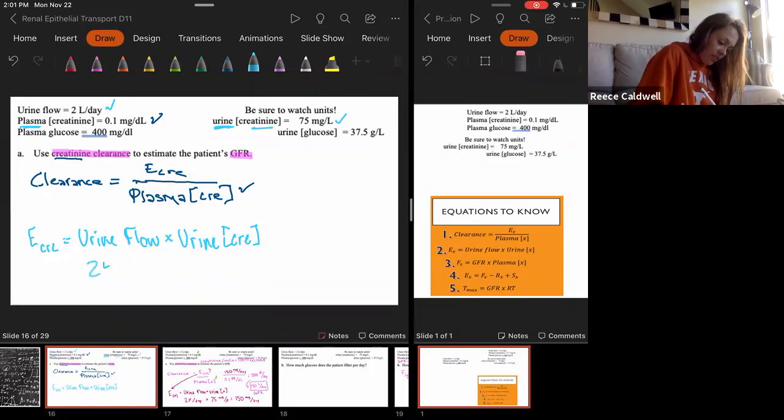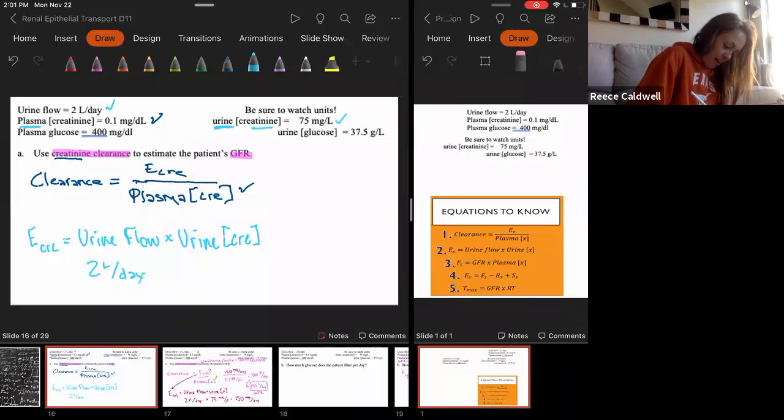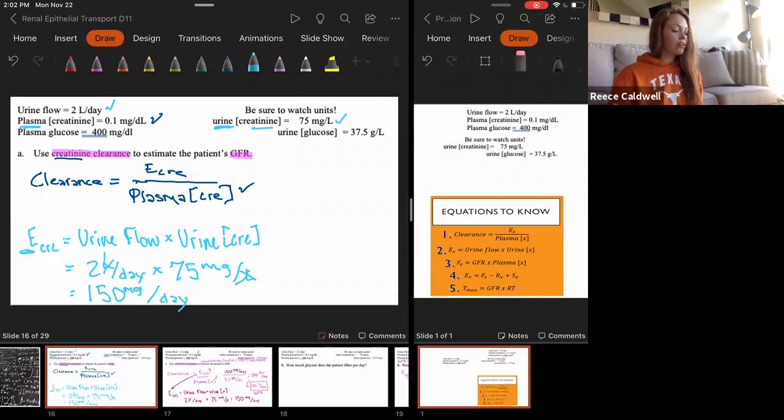So 2 liters per day for urine flow, times the urine concentration of creatinine, which is 75 milligrams per liter. When we solve that out, what we get is 150 milligrams per day. Those liters cross out and we are left with milligrams per day. So that tells us that we are excreting 150 milligrams of creatinine in our urine per day. We are urinating out 150 milligrams of creatinine.